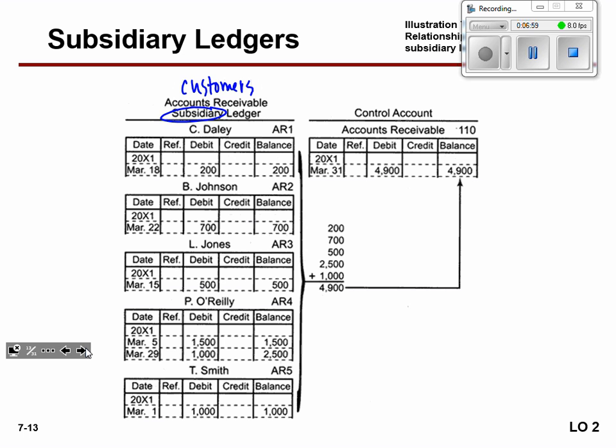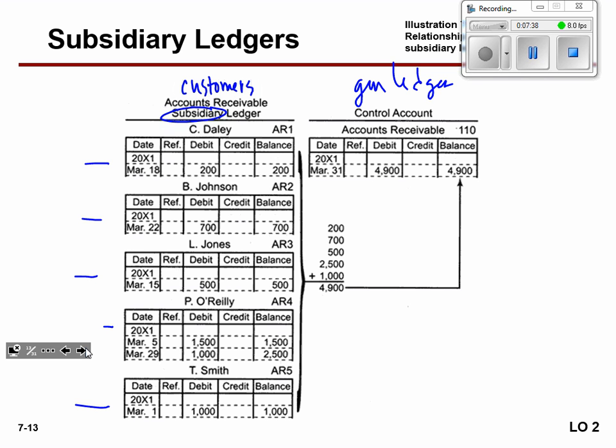In the subsidiary ledger, we see a breakdown of C. Daly, B. Johnson, L. Jones, P. O'Reilly, and T. Smith. Instead of trying to squeeze all of that into the small control account, which is part of the general ledger, they're saying, let's just take all the balances and throw them in as debits over here. And I can guarantee if I take a look at all their balances at 200, 700, 500, 2,500, and 1,000, as you can see with the math, that's what the balance equals. So the control accounts always have to play nice with its coordinating subsidiary ledger.